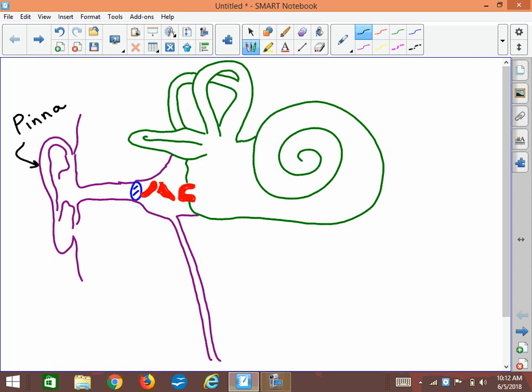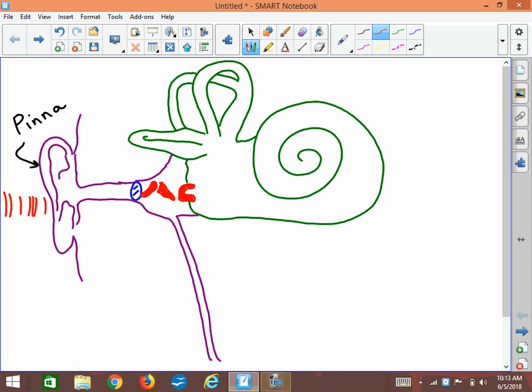It's a focuser. The sound waves, the waves of sound that come towards the ear, the pressure waves, compression, rarefaction, compression, rarefaction, these pressure waves are moving into the ear, and the pinna focuses them into the ear canal and allows us.